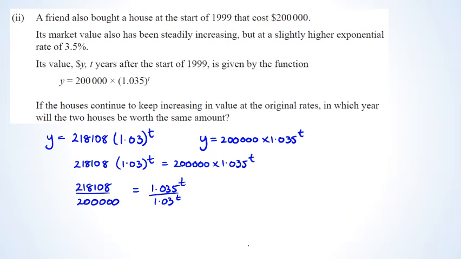Now, because there are T's in the numerator and denominator, we can rewrite this as 1.035 divided by 1.03 and put a big bracket around it with a T there. And as for this, it will become 218,108 divided by 200,000. We've got 1.0905.